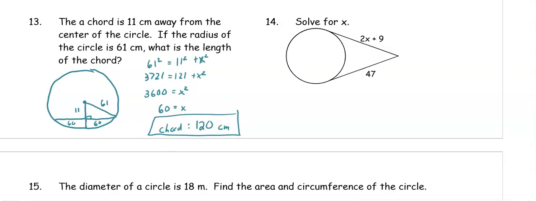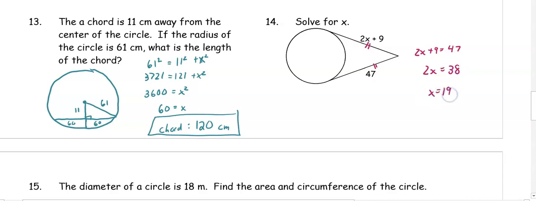In number 14, these are both tangent lines. In this case, the tangent lines are congruent. So 2x plus 9 is equal to 47. So we can subtract 9 from both sides. 2x is equal to 38. When we divide, x is 19.